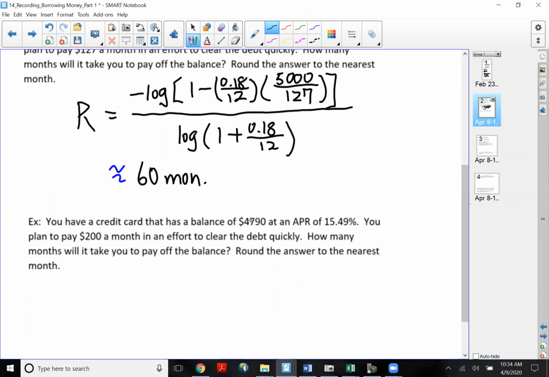All right, you have a credit card. This time it is $47.90, 15.49% APR. Let's plan on paying $20 a month. In order to pay off the debt quickly, how many months would it take?